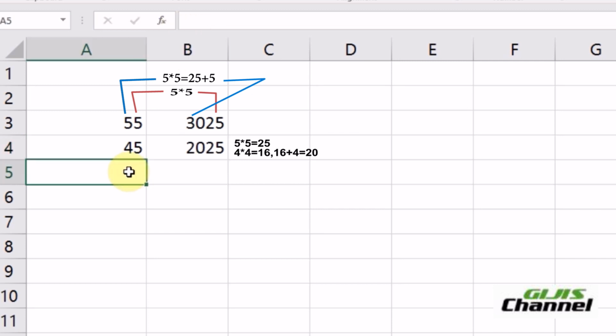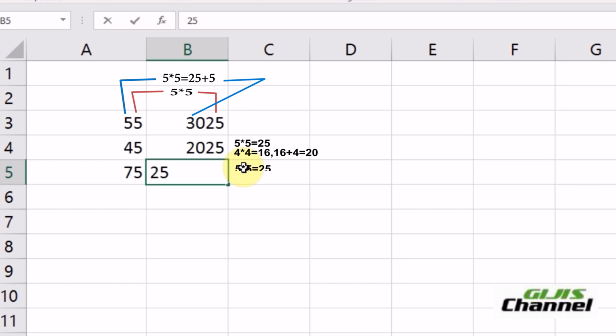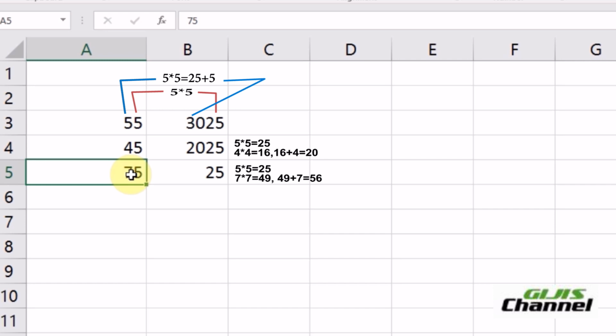Okay, let's look at different examples. 75. What is 75 squared, or 75 times 75? As I said before, on the right side, multiply the number by itself. So 5 times 5 is 25. Write down the answer there, 25. The next step is 7 times 7 is 49. Then add the 7 to the answer. So 49 plus 7 is 56.